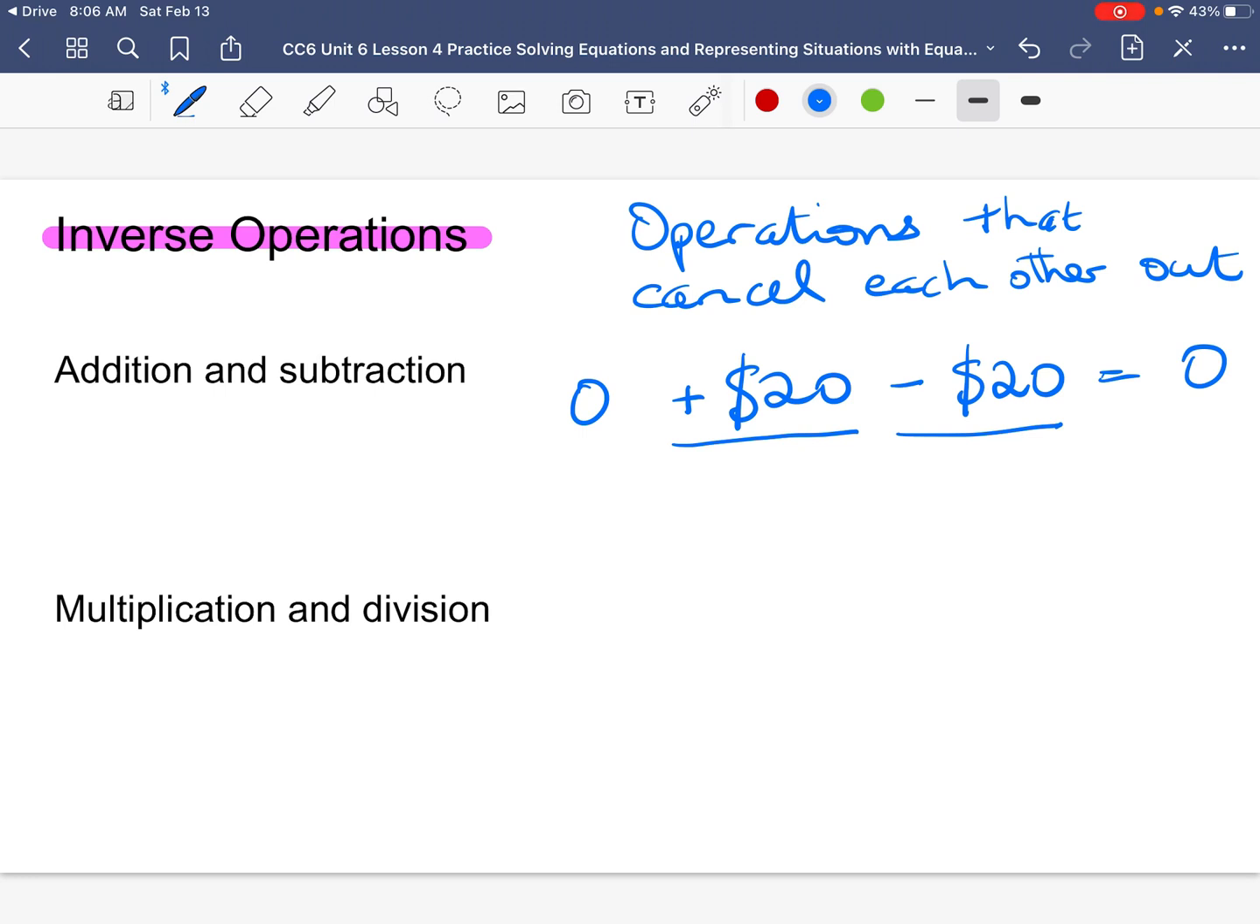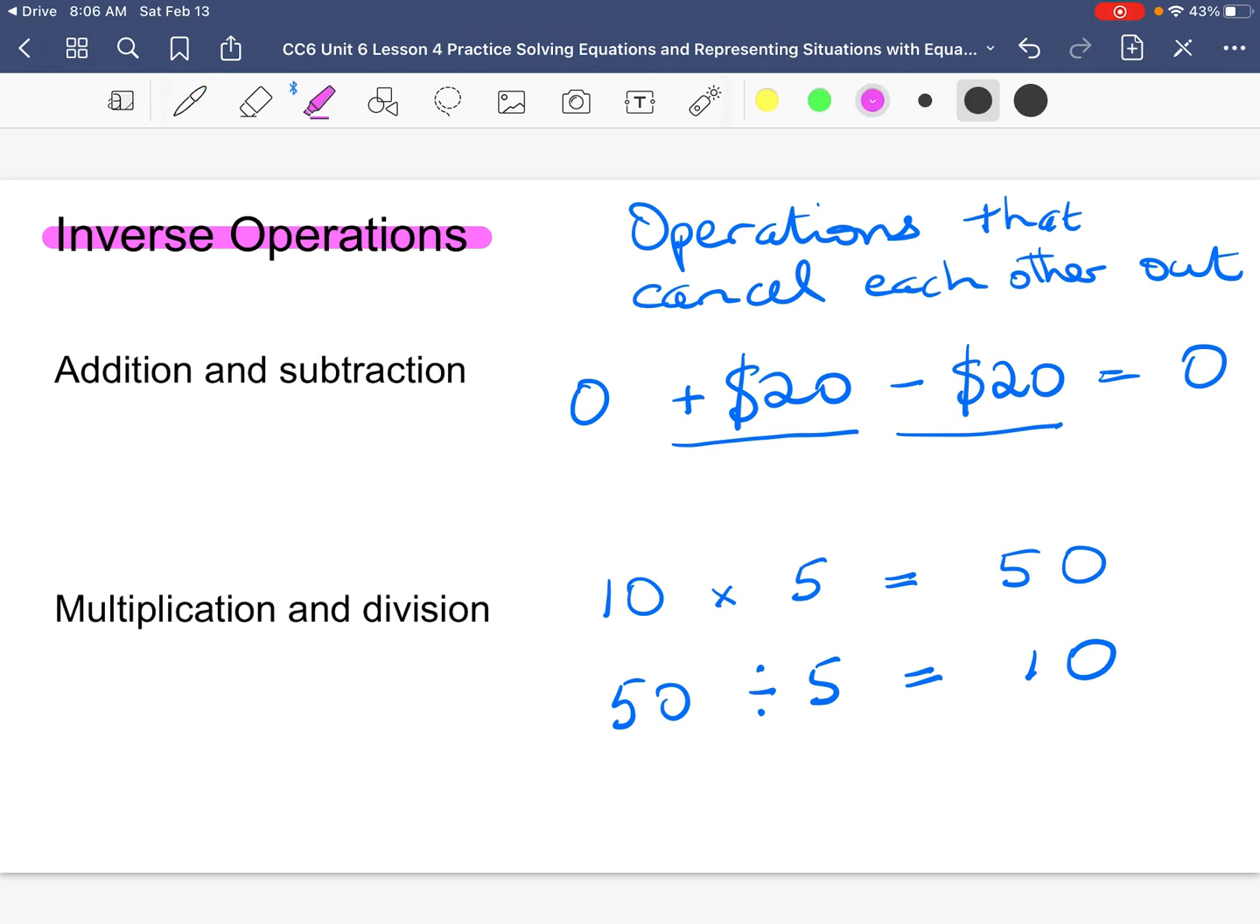Similarly, multiplication and division are inverse operations. They cancel each other out. So if I had, let's say, 10 multiplied by 5, I'd get 50. But then if I took that 50 and divided it by 5, I'd be right back to 10, because multiplying by 5 and dividing by 5 are inverse operations. And we're going to use this concept today.